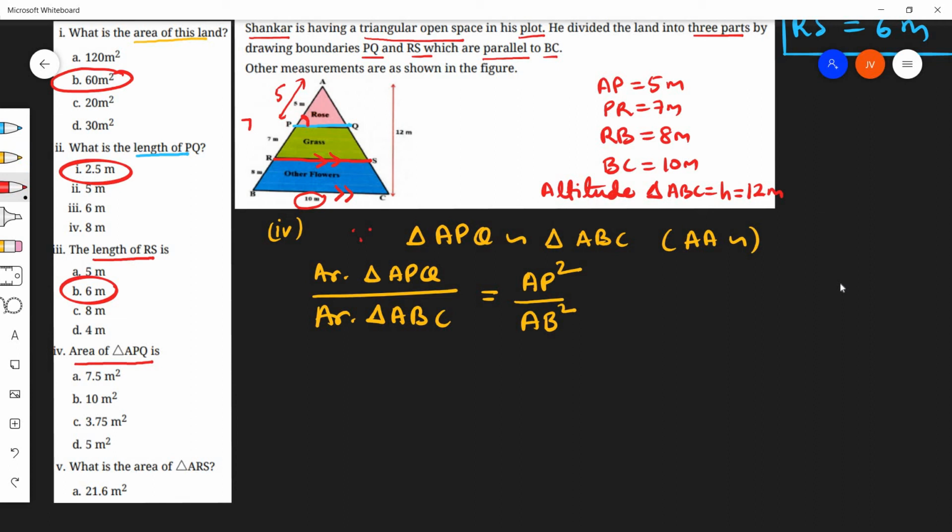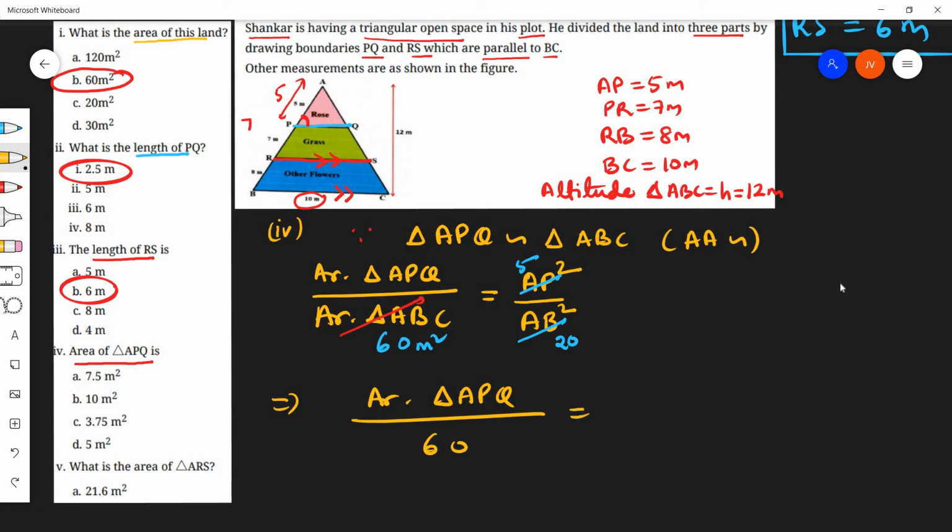Area of ABC, we found in the first bit. Area of ABC is 60 meters square. We have applied half of base into height. And AP is 5 meters and AB is 20 meters. 20 means 5 plus 7 plus 8, the 3 parts of AB. And hence area of triangle APQ by 60 is equal to 5 by 20. And we can follow whatever cancellation occurs here. We see one simple cancellation and we see another cancellation.